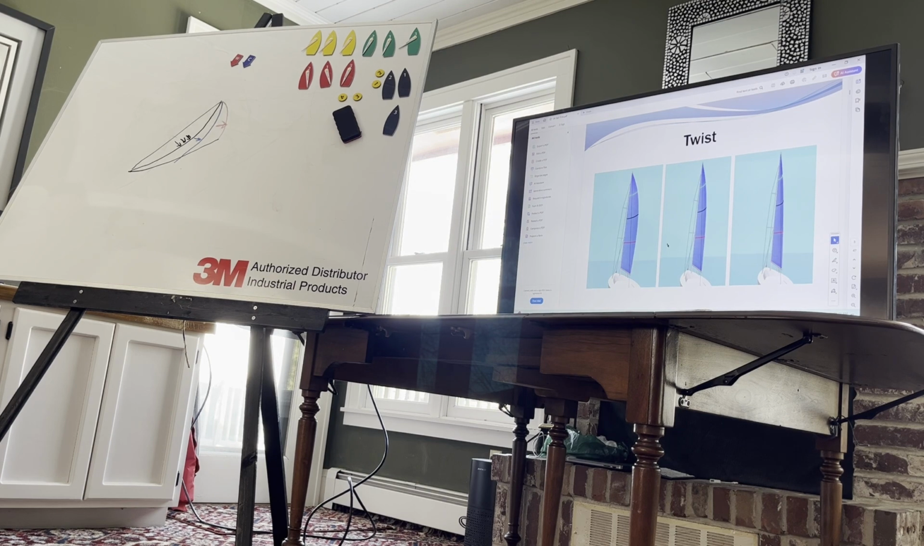It also gets into tack entry speed, tack exit speed, tack recovery time, jibe entry speed, jibe exit speed, jibe recovery time, all of that kind of stuff, okay? So it's a great tool.